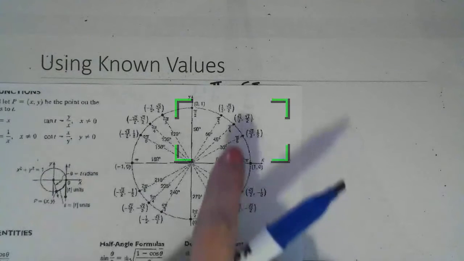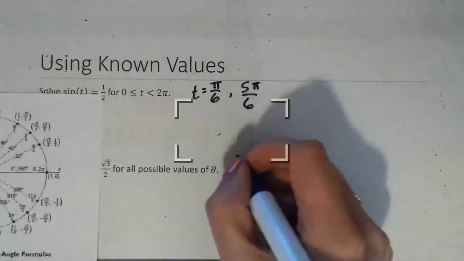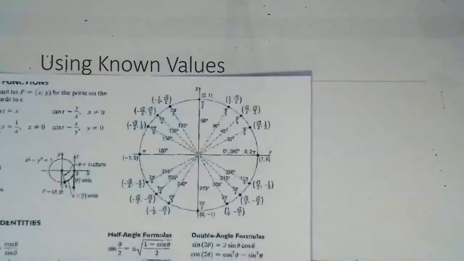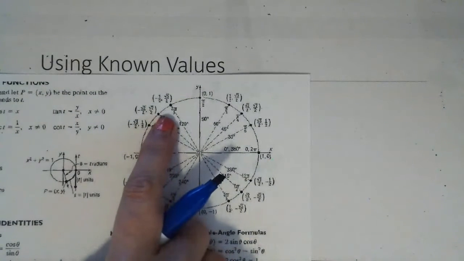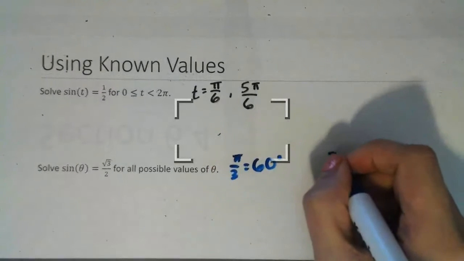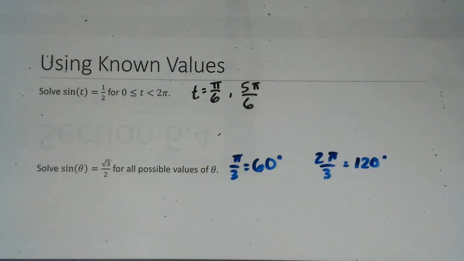So that looks like it happens up here, which is at pi over 3, which is 60 degrees. I'm going to write it out both ways. And we also want the sine to be square root of 3 over 2. That happens over here at 2 pi over 3, which is 120 degrees. These are the two answers between 0 and 2 pi, or 0 and 360 degrees, that give us the right answer. The problem is it wants all possible values of theta.